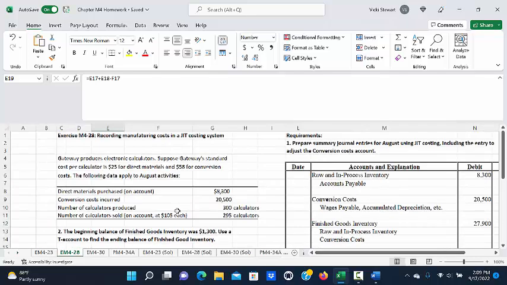And that is the conclusion of the demonstration for exercise M428.